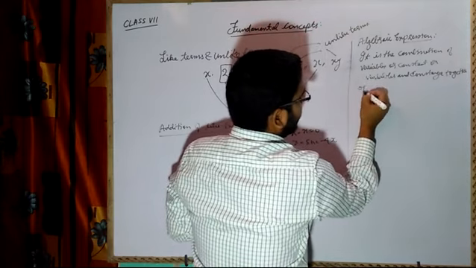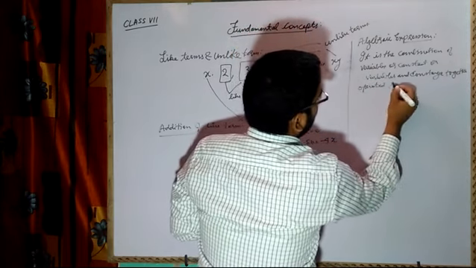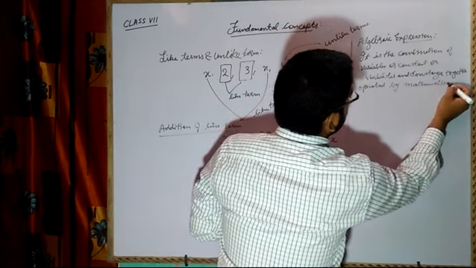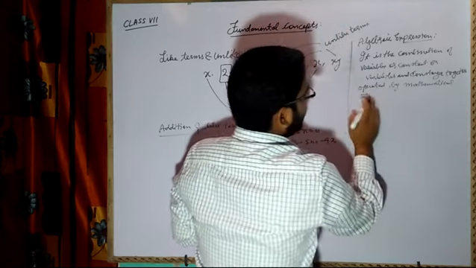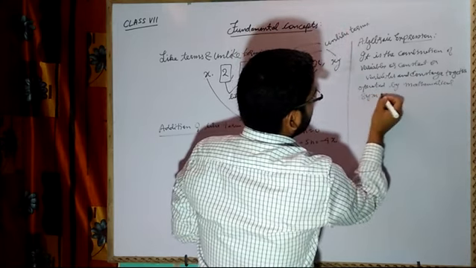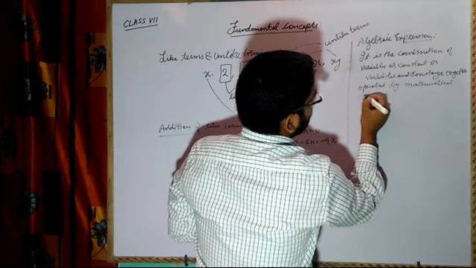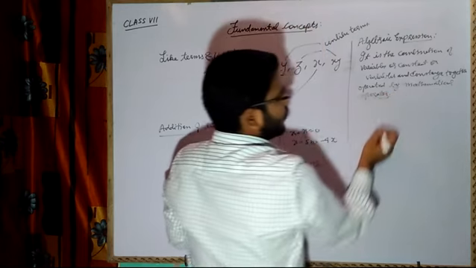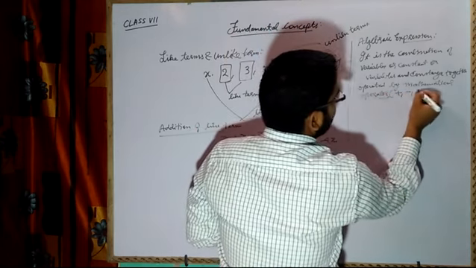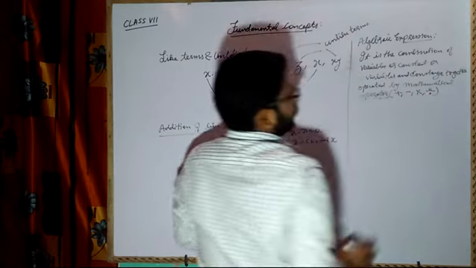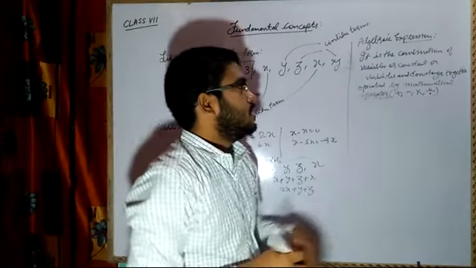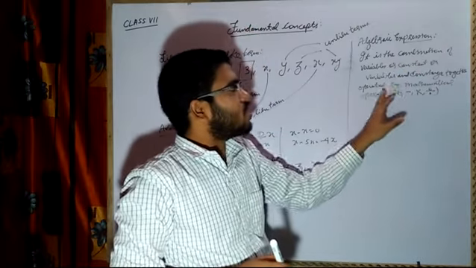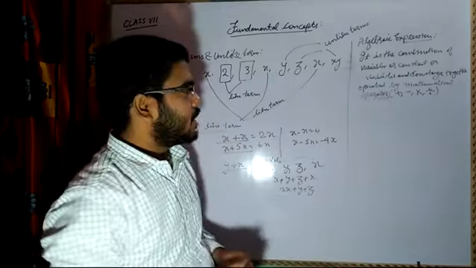together operated by mathematical operations, mathematical symbols, or you say operators. Mathematical operators here means plus, minus, multiplication and division. Now it is a combination of variables or constants or variable and constant together operated by mathematical operators.